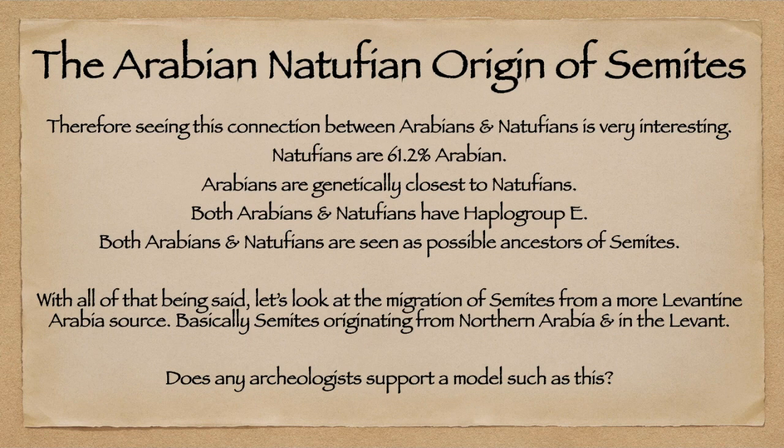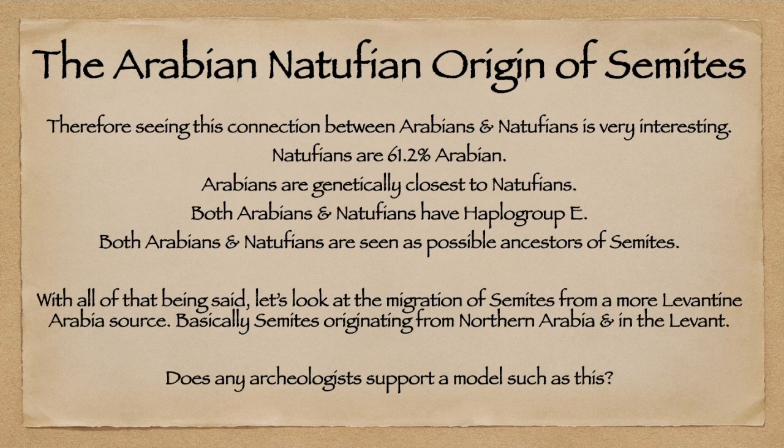Both Arabians and Natufians are seen as the possible ancestors of Semites, again, like I read with the Arabian origin of Semites. And of course, we all know the Natufian origin of Semites. With all of that being said, when you look at the migration of Semites, I feel like the best way to put this together is to have it be more of a Levantine Arabian source for this migration of Proto-Semitic populations. Basically, Semites originating from northern Arabia and the Levant.